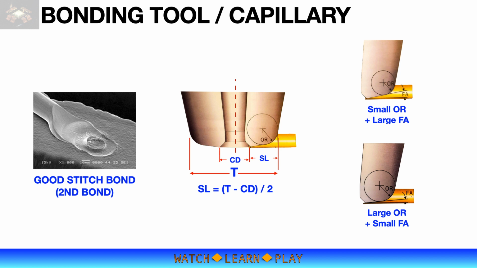The next illustration is the capillary tip. Dimension T is the capillary tip size. The stitch length SL can be estimated using capillary dimensions T and CD. SL is half the difference between T and CD. Other capillary dimensions that affect stitch shape are face angle FA and outer radius OR, as shown on the illustrations on the right side. The illustrations are examples only.